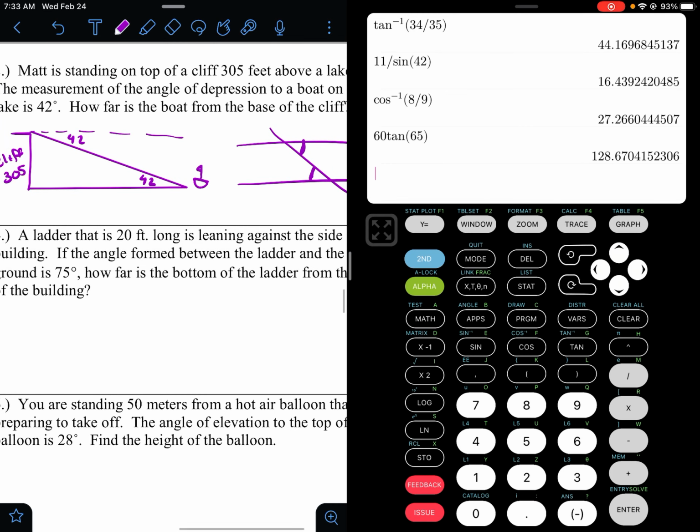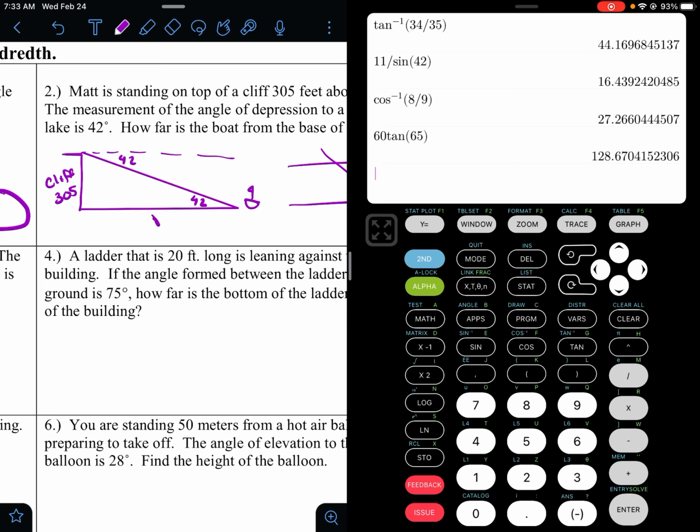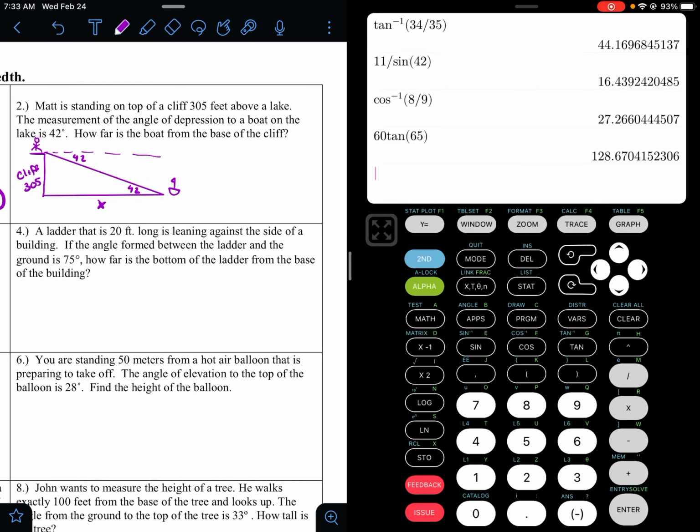And they want to know how far the boat is from the base of the cliff. So this is important, right? The base of the cliff is going to be this point here. If they had said, how far is the boat from Matt, we would have had to use the hypotenuse. But in this case, they want to know from the base of the cliff, so that's where our x goes. So if this is our angle, we have opposite, we have adjacent.